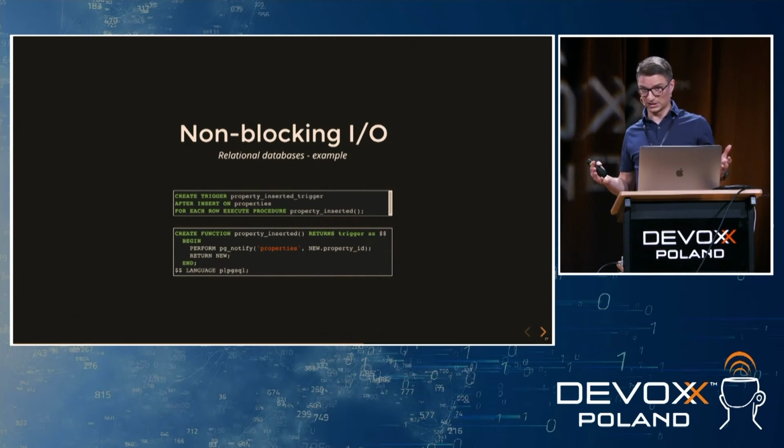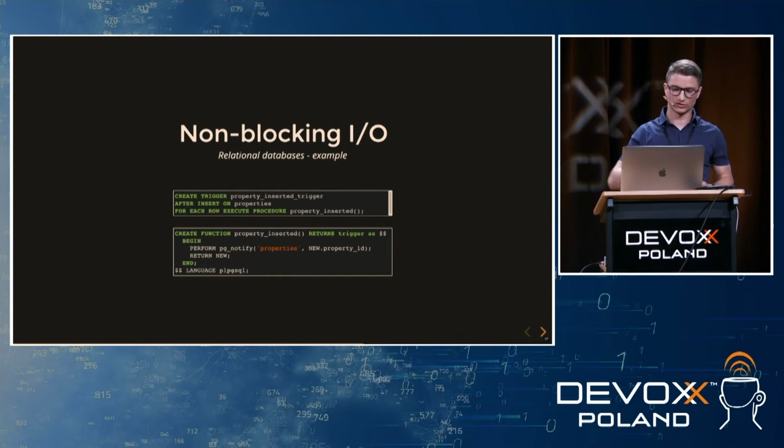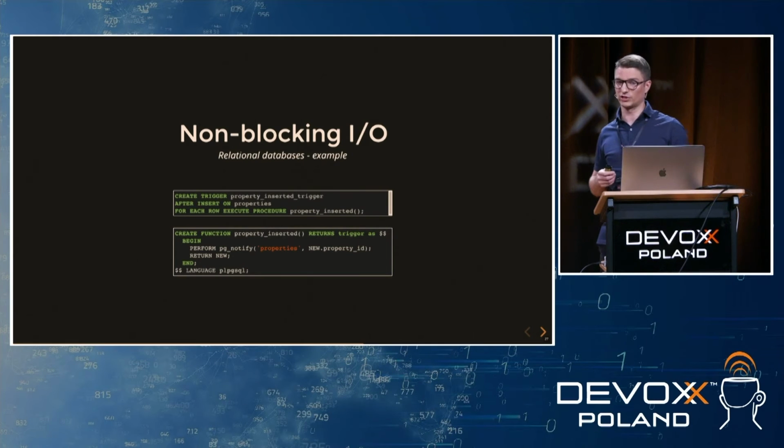So we have 2 ingredients now. We have a trigger that will activate each time a new row is inserted. It will call a function, and the function will push a property ID to the channel. And someone at the end of the channel will have to consume the data later. And this is the 3rd ingredient we need. We need a way to consume PostgreSQL channels in our JVM-based application. But how can we do it?